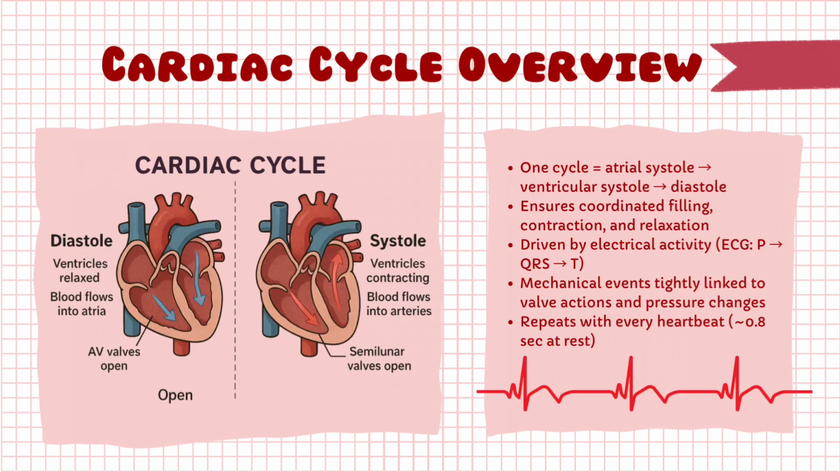Each heartbeat is divided into three main phases. First, atrial systole, where the atria contract and top up the ventricles with blood. Then, ventricular systole, where the ventricles contract to pump blood out. Finally, diastole, where both chambers relax and the heart fills passively. This entire cycle is coordinated by electrical signals on the ECG, starting with the P wave, followed by the QRS complex, and ending with the T wave.